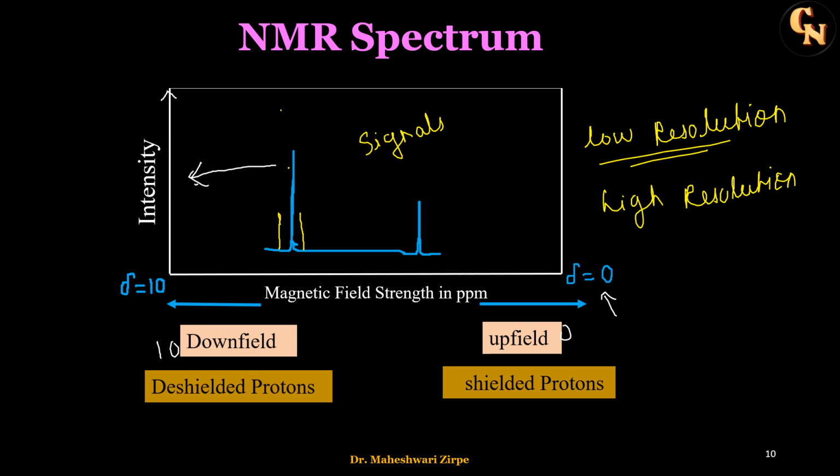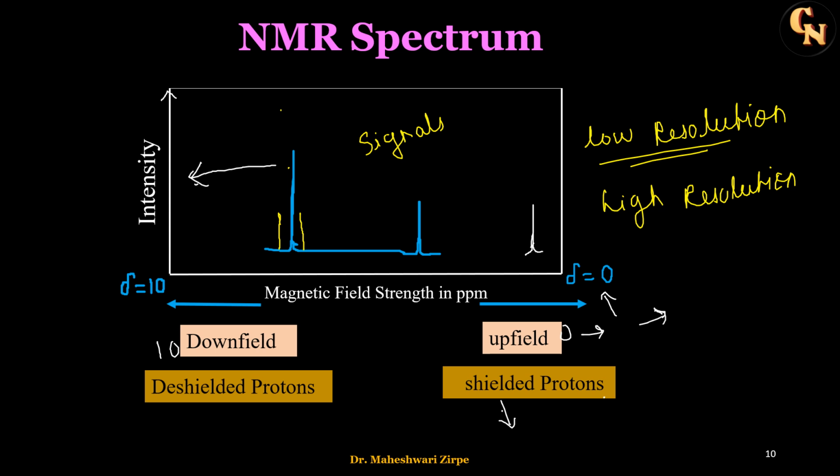We call it upfield. Means any proton which is showing a peak on this side, we call such protons upfield protons, or they are also called shielded protons. The word shielded is nothing but shield. Shield means protection. So these protons are protected. Those hydrogens which are protected will always show the signal upfield, that is towards 0. Upfield indicates delta is equal to, means they are towards the 0.